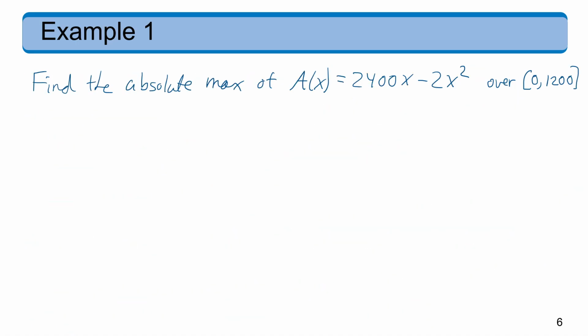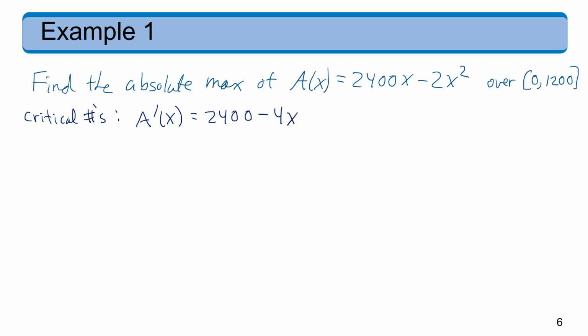As we just saw, our goal now is to find the absolute max of this area function over the closed interval 0 to 1,200. So we're using the closed interval method, and the first step of this method is to find the critical numbers. To find critical numbers, we need the derivative of our function. This is a very simple derivative. We get 2,400 minus 4x.